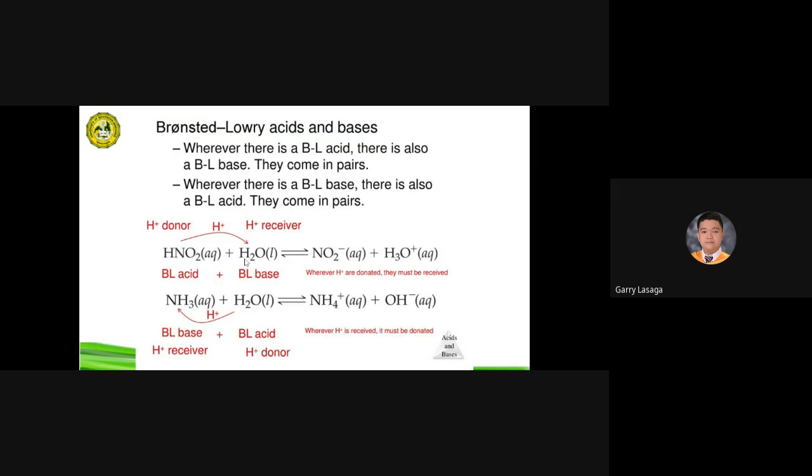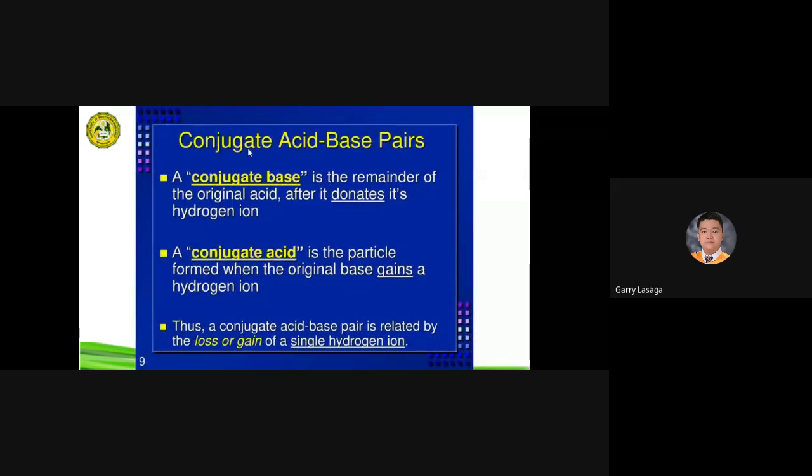So these reactions always come in pairs. Wherever there is a Bronsted-Lowry acid, there is also a Bronsted-Lowry base. Wherever there is a Bronsted-Lowry base, there is also a Bronsted-Lowry acid. The HNO2 here serves as our Bronsted-Lowry acid, and our water serves as our Bronsted-Lowry base. Our ammonia is our Bronsted-Lowry base, and our water serves as our Bronsted-Lowry acid. We have identified earlier that when a Bronsted-Lowry acid and a Bronsted-Lowry base come together, they will form the respective conjugate acids and bases.